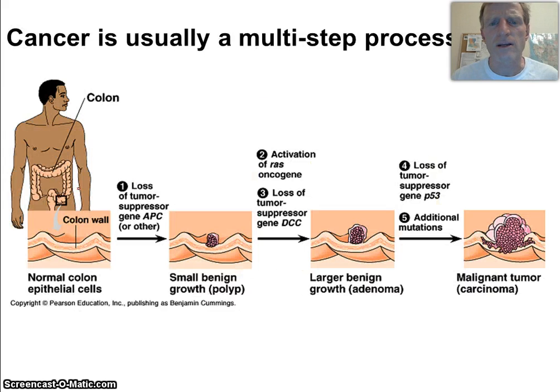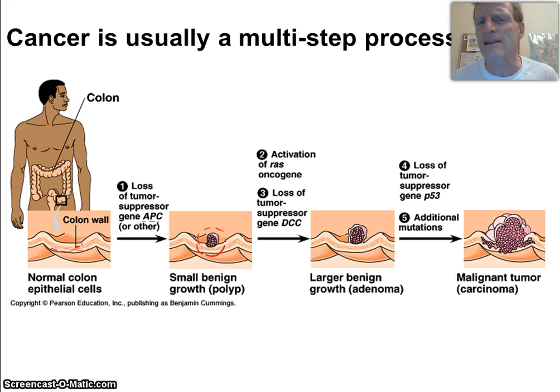Okay, so let's look at an example of that in colon cancer. Within colon cancer, we have normal colon tissue here, and there's a gene that's preventing these cells from dividing. It's called a tumor suppressor gene, APC. If we get a loss, or that gene no longer functions, then these cells will start to divide too rapidly and will develop what's called a polyp.